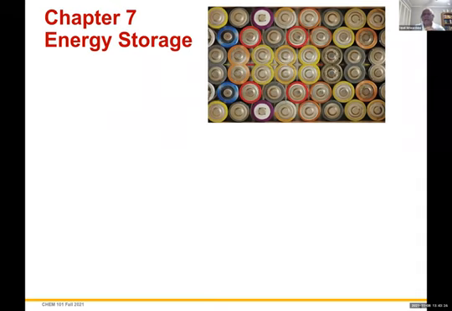Now, there are a lot of batteries in this picture. They're used as energy storage. Some of them are small, some of them are big, some of them are used in cameras, some of them are used in flashlights, etc.